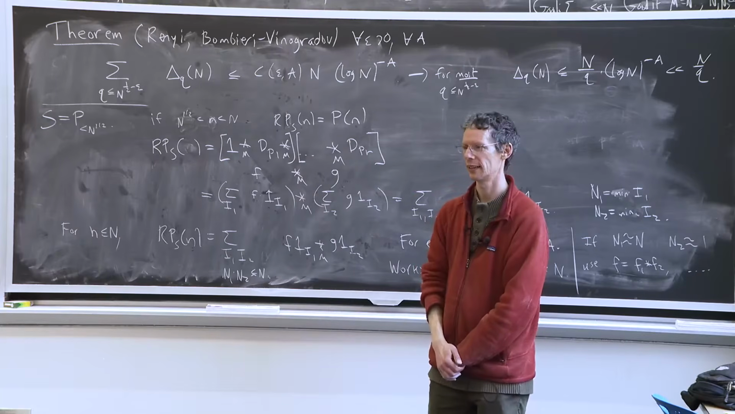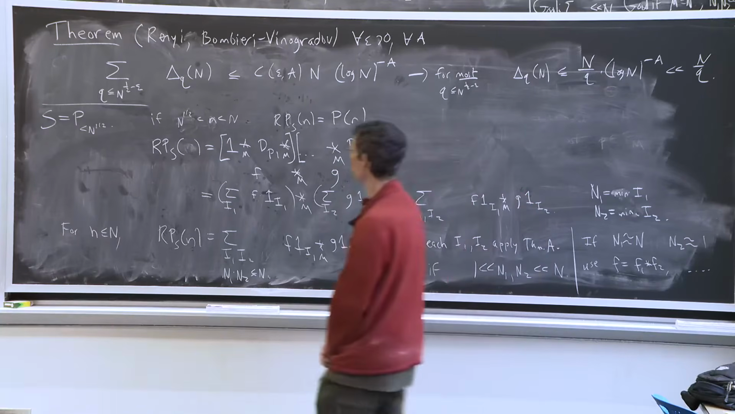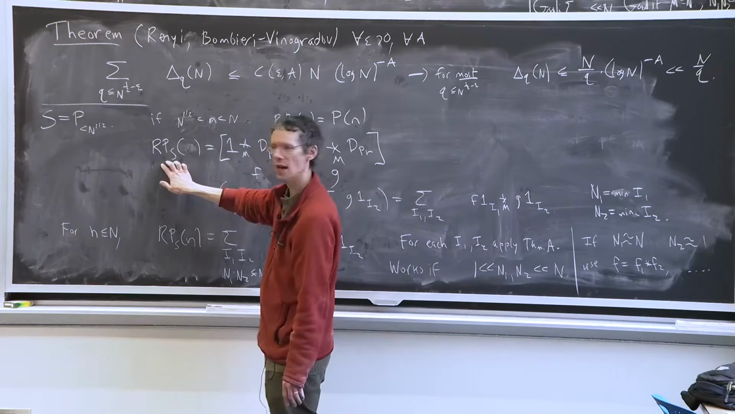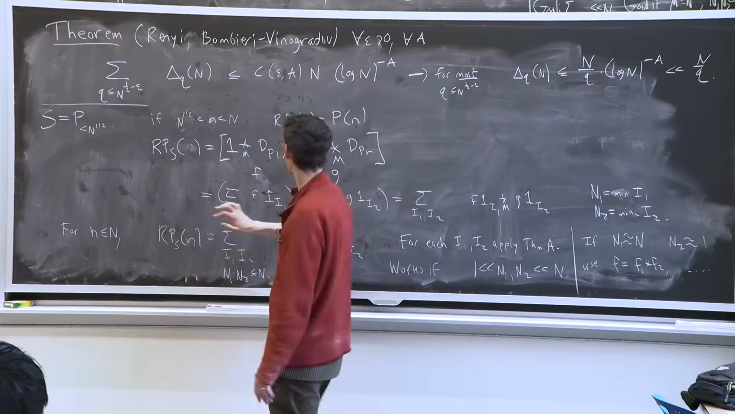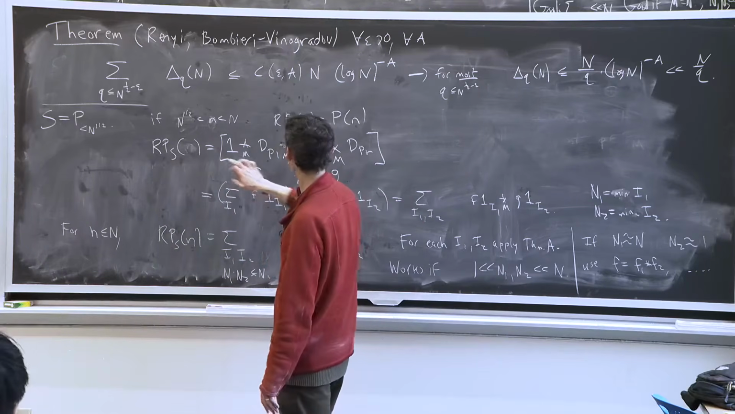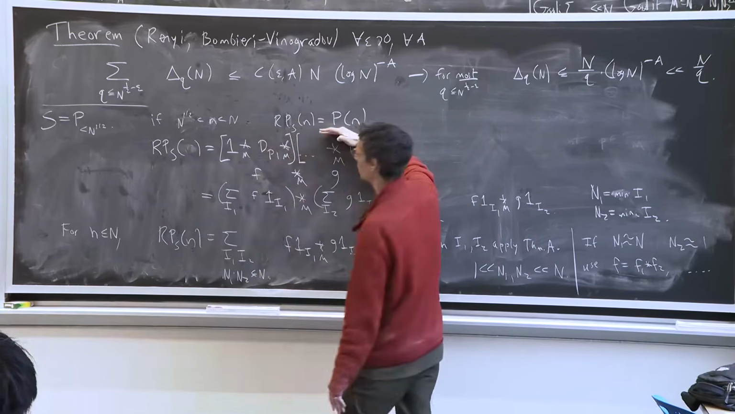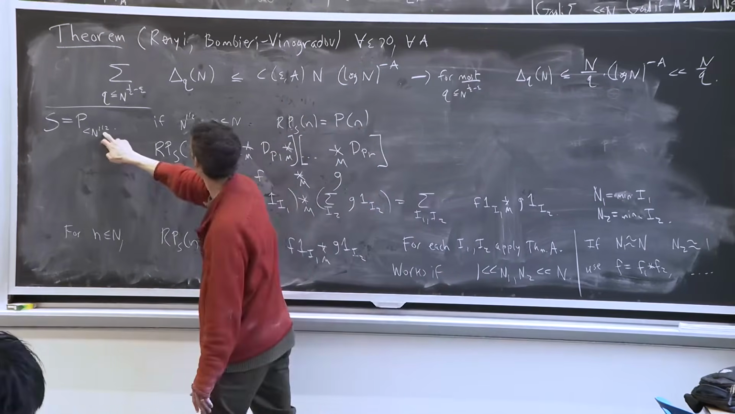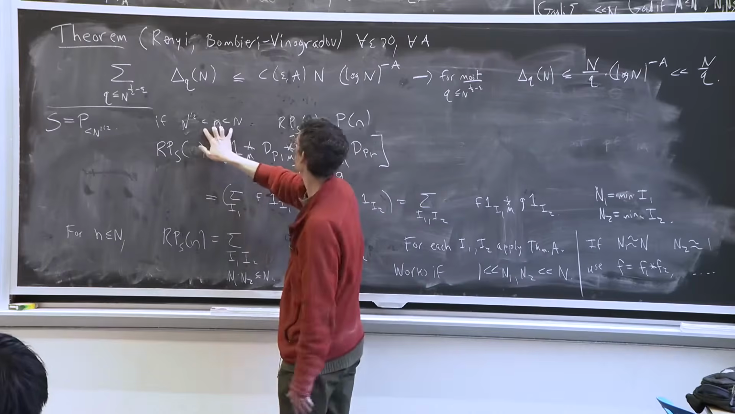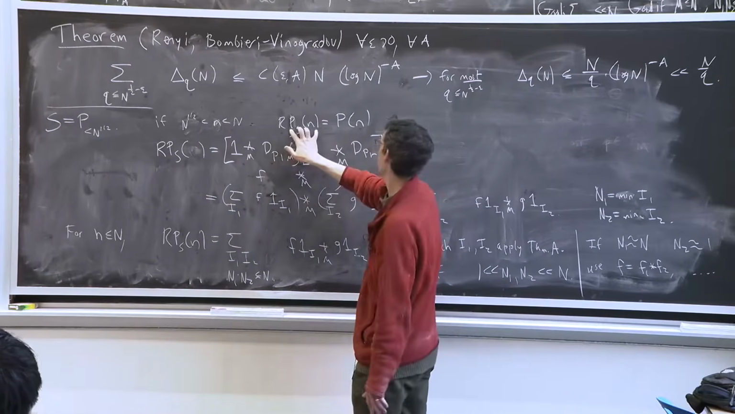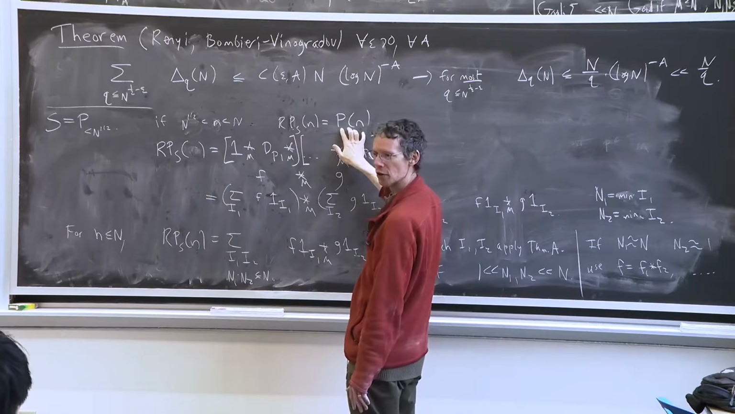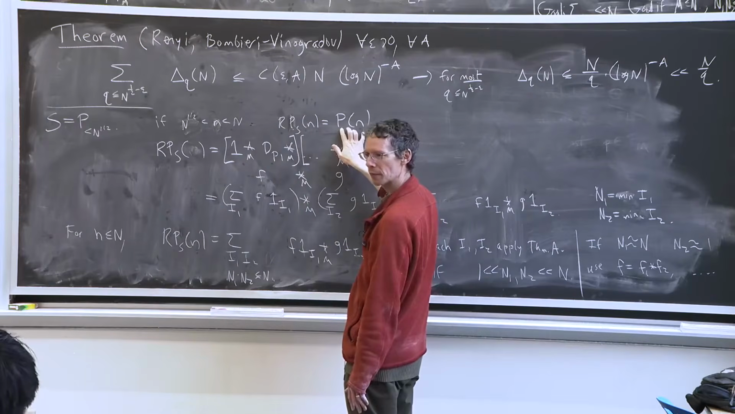Yeah? Can we recap what properties of RPS we used? The question was, can we recap what properties of RPS we used? OK. So the first property is that RPS detects primes. And that property is written here. So S is the primes that are less than n to the half. And on this big region, RPS of n is the same as just the characteristic function of primes. It tells us who's prime.